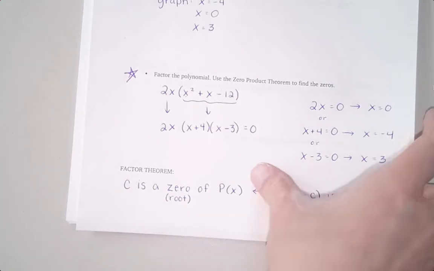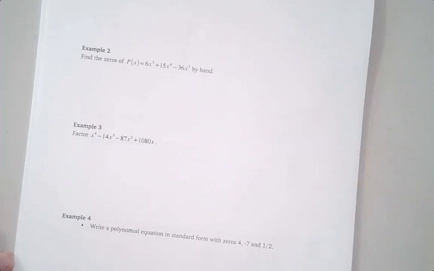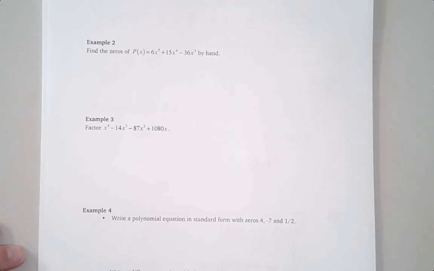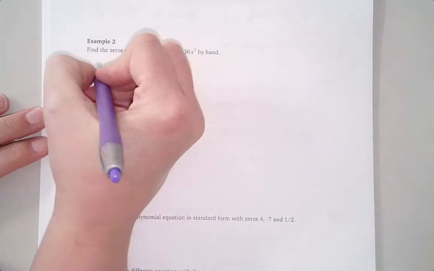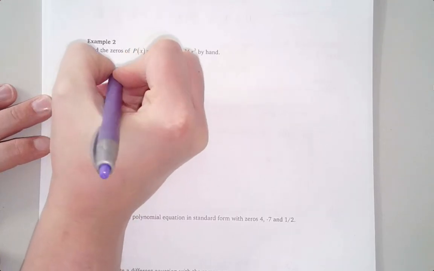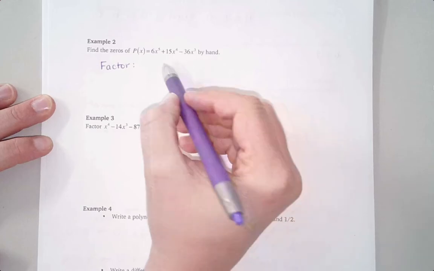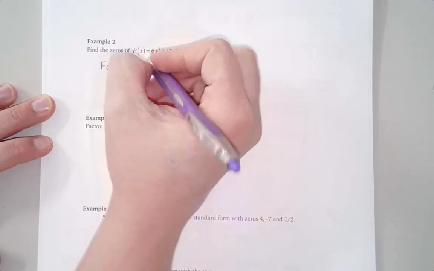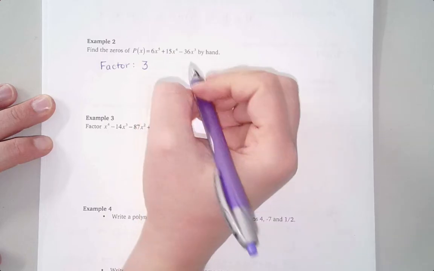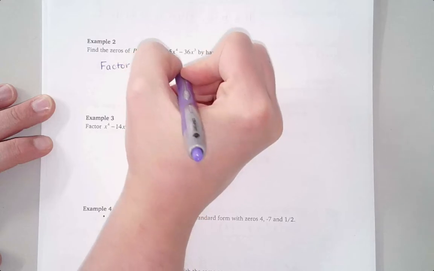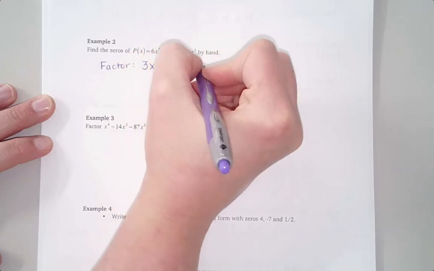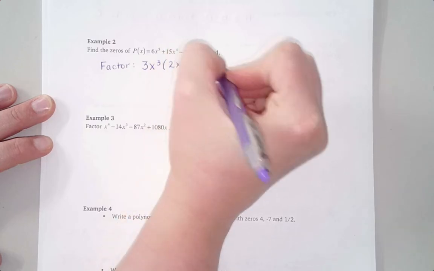Okay, let's go on to maybe another example here. So example 2 says find these zeros by hand. Well, I don't really know a way to find these by hand. I don't have a quadratic formula, but I know that I can factor this thing. So I'm going to start by factoring it. I'm going to pull out, I believe 3 goes into all of these, and also an x to the third. And that would leave me with 2x squared plus 5x minus 12.